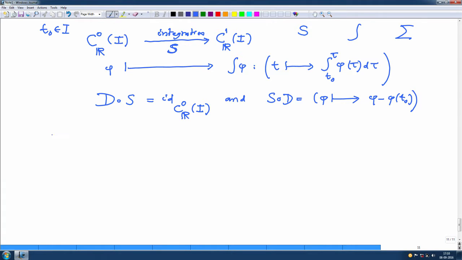Another example, let me write the number 3 again. Now let us take the R vector space of real valued continuous functions, let us say on a closed interval [a, b].